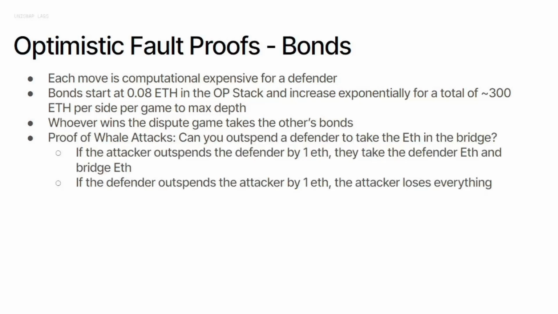And then there is this one very interesting attack on the economic side: can you outspend a defender? In our last example, Alice may know what the correct move is to defeat Mallory, but if they don't have enough money to put up the bond, they can't actually make that move on chain. And Mallory would win by default. And that's where this proof of whale attack is, where if the attacker can outspend the defender, they take all the defender ETH and the bridge ETH. Conversely, if the defender is able to actually defend, the attacker loses everything. So it's very high risk, high reward.